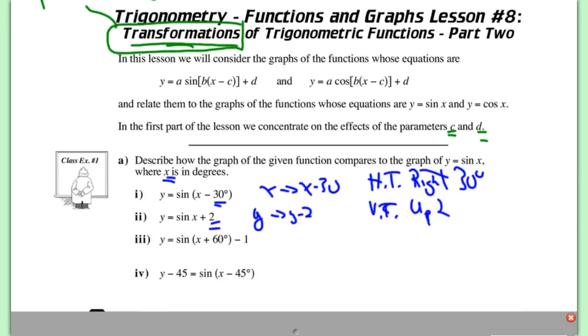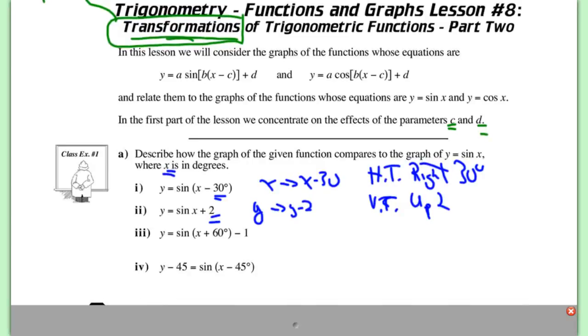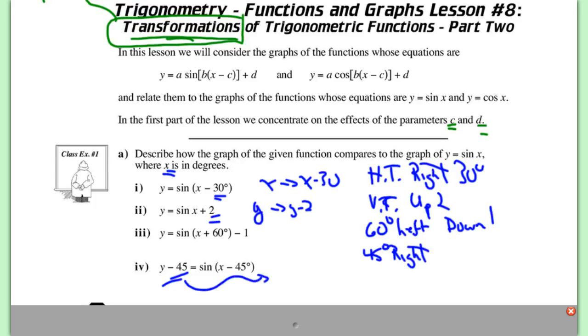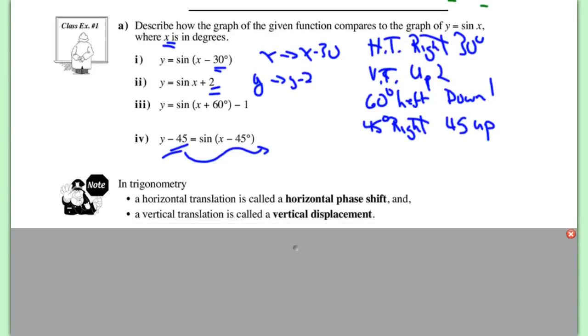If we continue, obviously this one has gone 60 degrees to the left, and it has gone down by 1. We need to be careful with the next one. We can see clearly that this is 45 degrees right, but because they were tricky in this one, y has been replaced with y minus 45, and therefore that actually means 45 up. We're just continuing on with what we know, doing it with sine and cosine now as well.